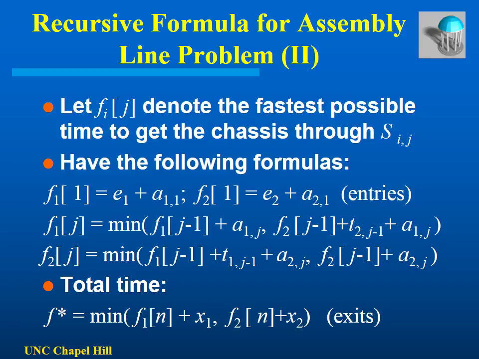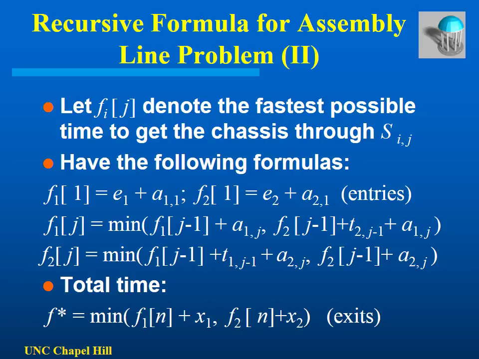Or alternatively, you were already on stage 2 and you ended up on stage 2 at stage j minus 1, which had time f2 of j minus 1, and then you continue on stage 2, a sub 2 comma j.